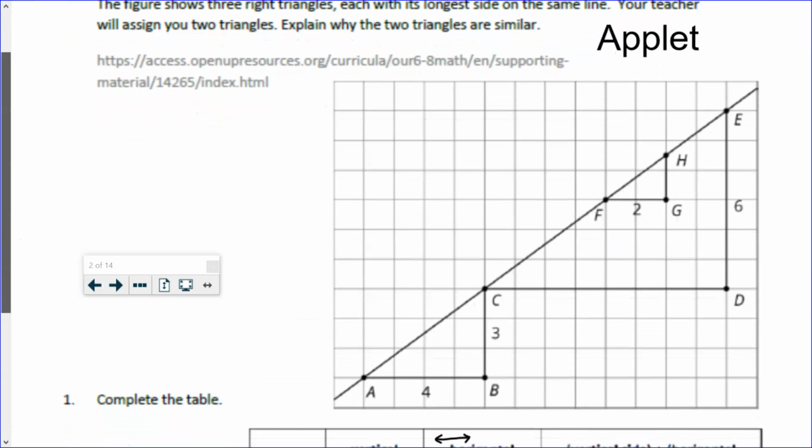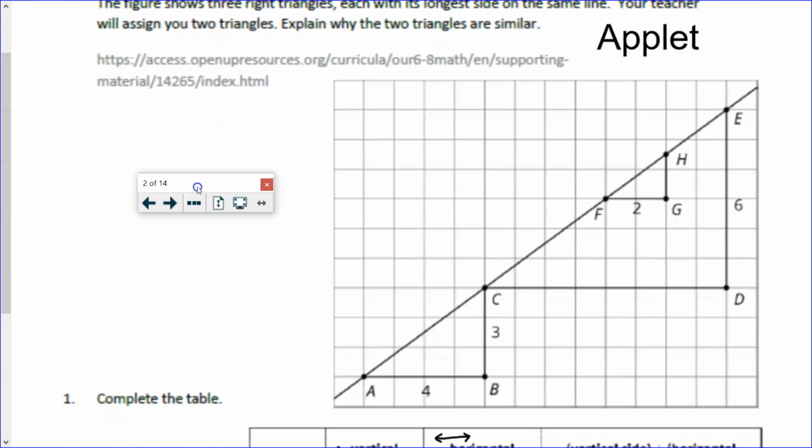All right, let's begin by focusing on our triangles and showing how they're similar. I'm looking for different methods, different explanations of how you found they're similar. Do I have anyone who wants to get us started? Brody, start by telling me which triangles you chose.